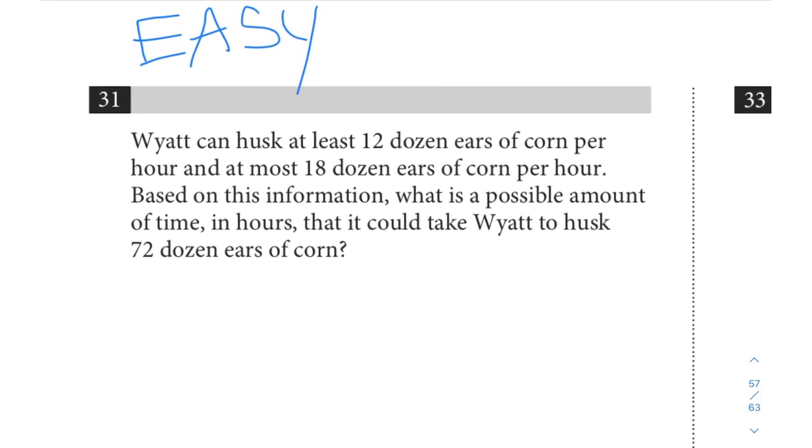It says, Wyatt can husk at least 12 dozen ears of corn per hour and at most 18 dozen ears of corn per hour. Based on this information, what is a possible amount of time in hours that it could take Wyatt to husk 72 dozen ears of corn?